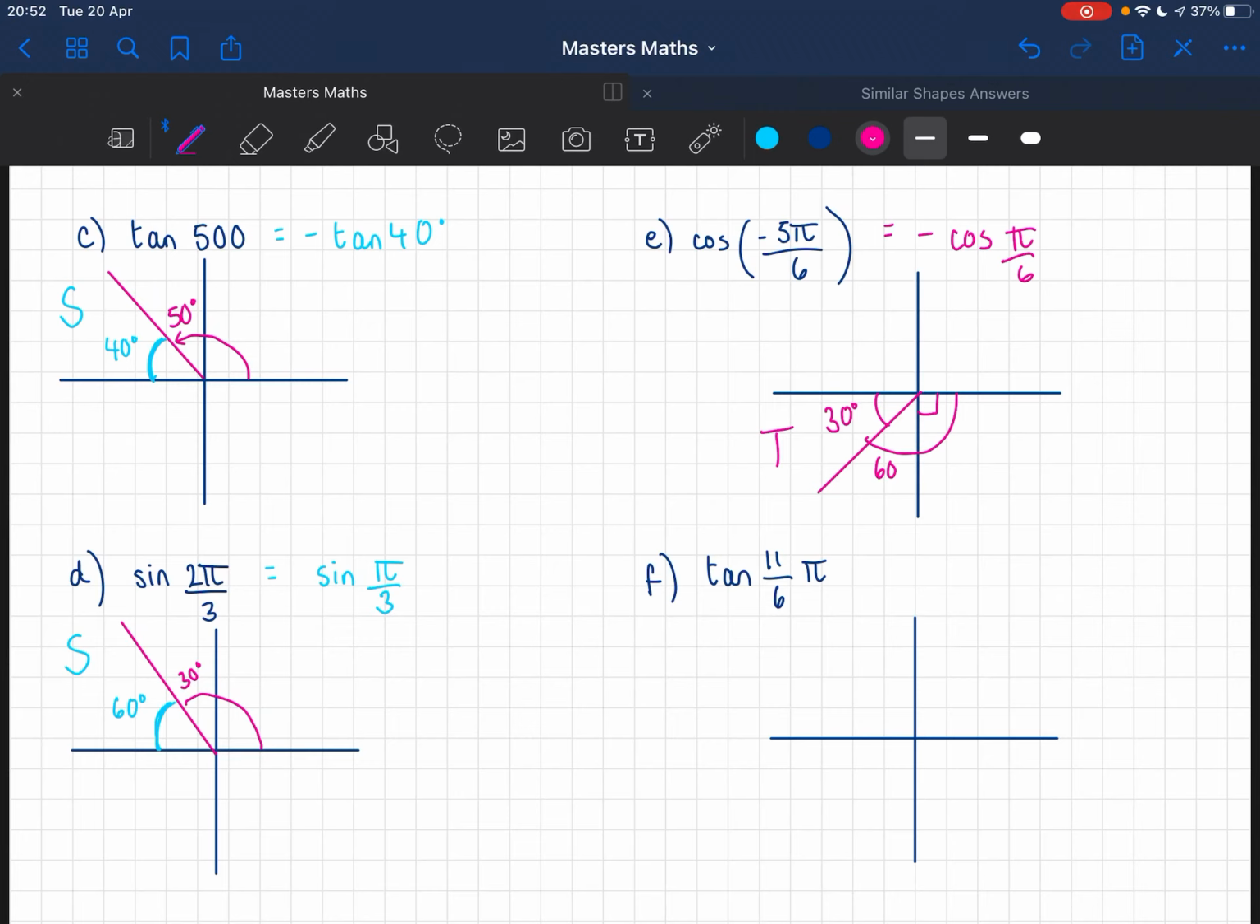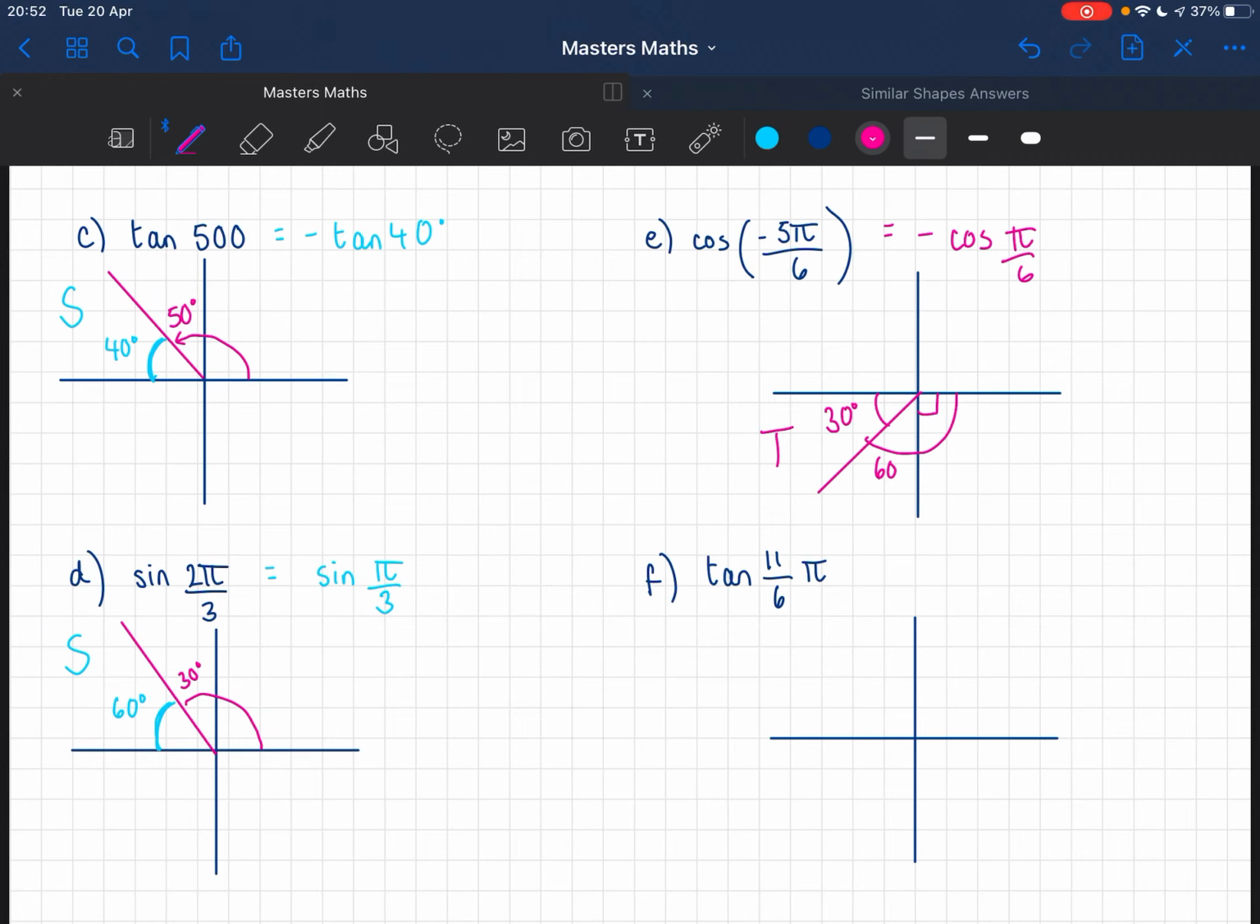Yeah. And then the last one, we've got tan 11 over 6 pi. Pi is 180. A sixth of it would be 30. 30 times 11 is 330. Yeah, really doubted myself there. It's 330.